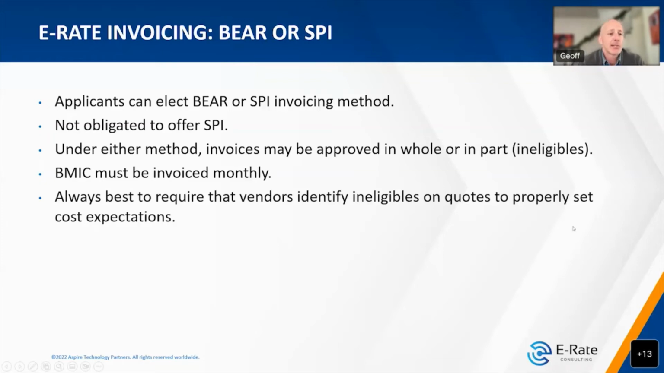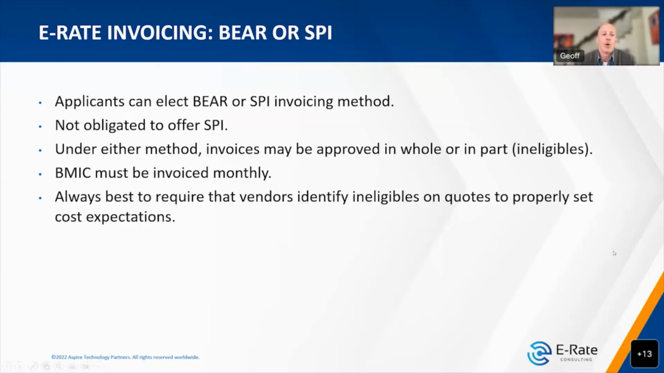Basic maintenance of internal connections must be invoiced monthly. So if you have a time and materials maintenance contract with a vendor, essentially you would just invoice USAC in the months that they perform work. You can only invoice USAC for work actually performed, as opposed to, say, invoicing on a retainer.